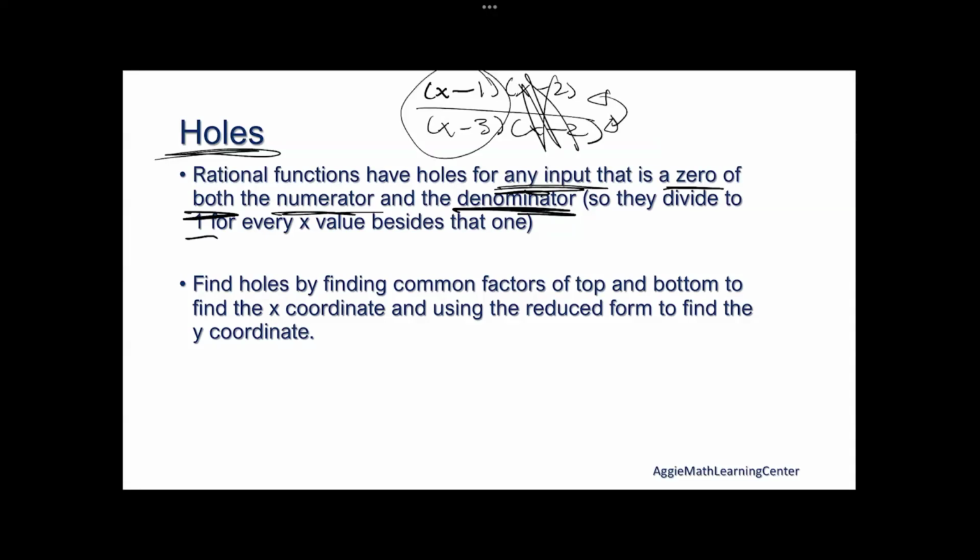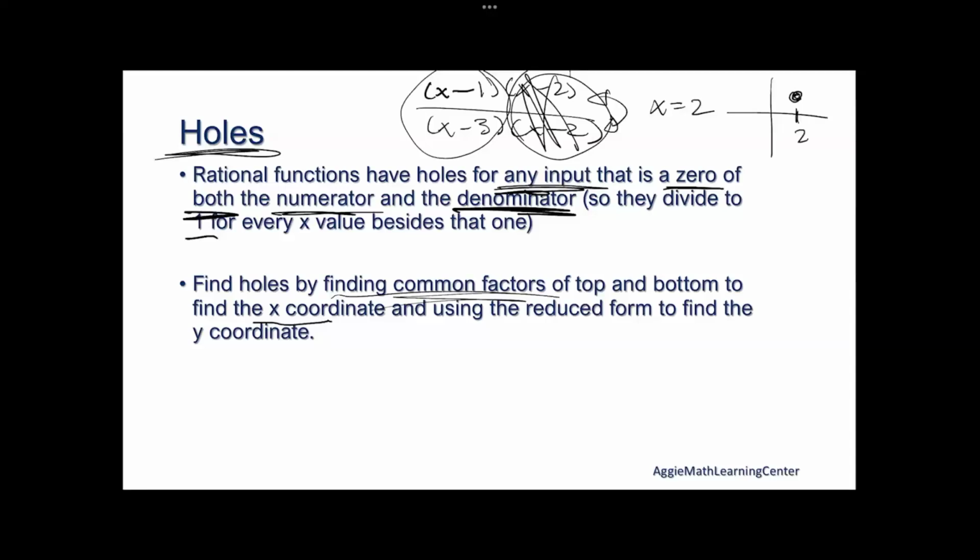But you still have to remember that this was causing a problem in your denominator. At x equals 2, we're having a problem in our denominator. So we can divide it out so it doesn't make it a vertical asymptote, but it makes it a hole still. That means it's not defined at x equals 2. So we find holes by finding common factors of top and bottom, finding the x coordinate, and using the reduced form to find the y coordinate. So again, we divide it out.